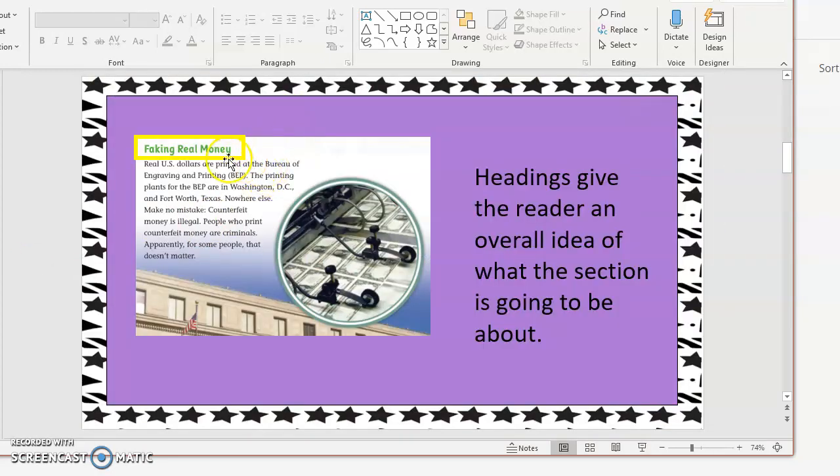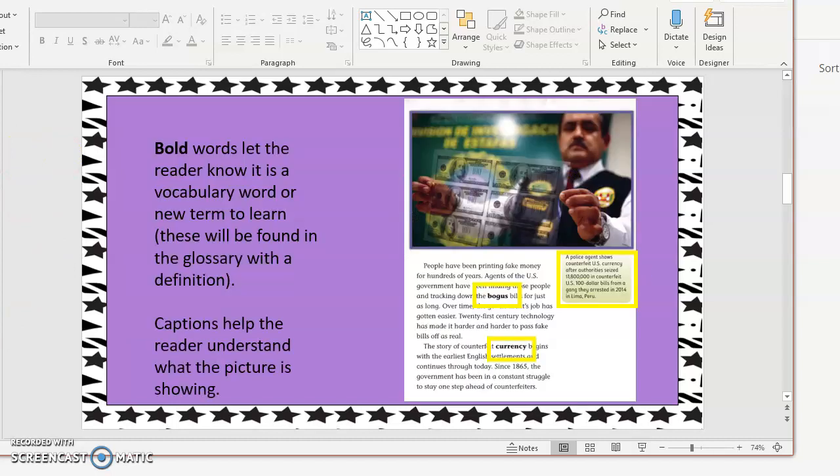So when we have something at the top of a paragraph, this is a heading. So, faking real money. Typically the text is bigger, might be a different color, it might be in bold. And the headings give you an idea of what the section is going to be about. And like I had said, the bold words let you know that it's a vocabulary word, and you can find it in the glossary. I guess I kind of went ahead.